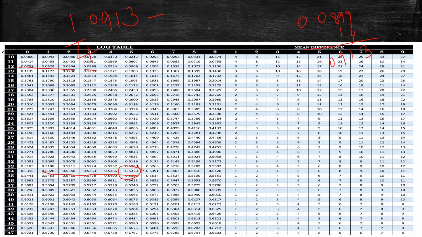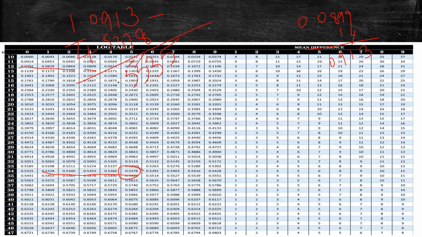0.5378. So it will be 5378. Then perform the subtraction. 13 minus 8 is 5. 10 minus 7 is going to be 3. 8 minus 3 is 5. Here, I'm taking 10 minus 5 as 5.